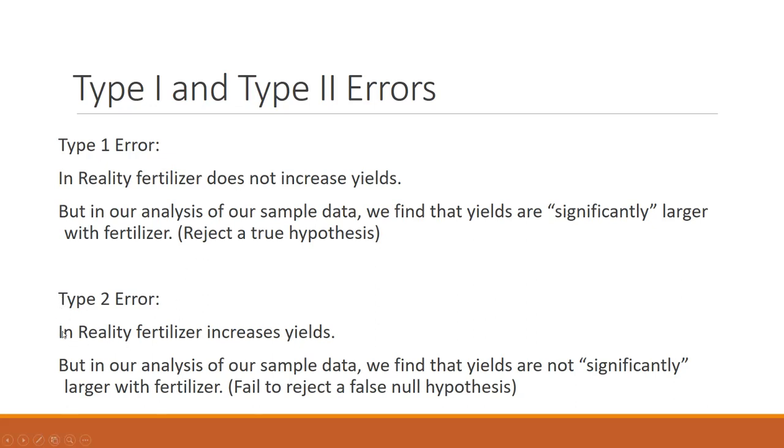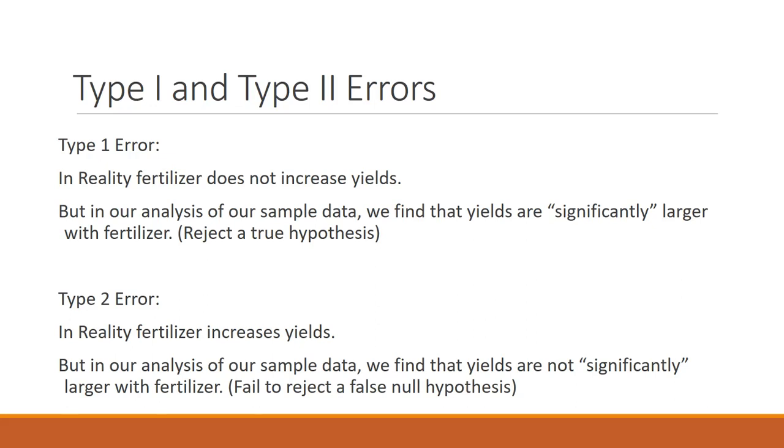Type 2 error is, in reality, fertilizer increases yields, but in our analysis of our sample data, we find that yields are not significantly larger with fertilizer. In this case, we fail to reject a false null hypothesis. That means that fertilizer really does help farmers, but we concluded that it didn't.